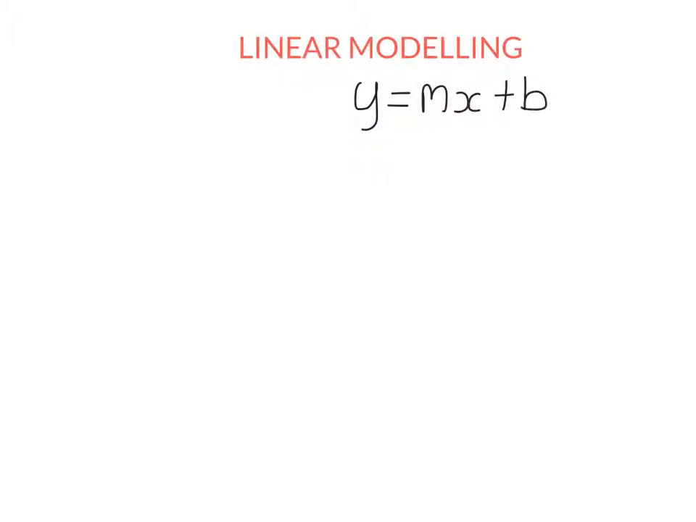So here we have two variables, x and y. Variables because they change their value. M and b are constants. Remember, we know m is the gradient and b is the y-intercept. So we're looking at situations that can be modeled with an equation like this.